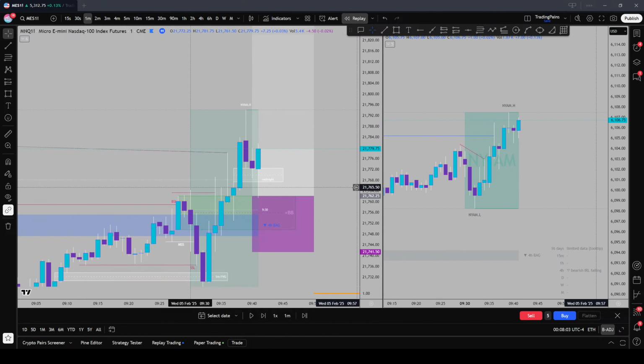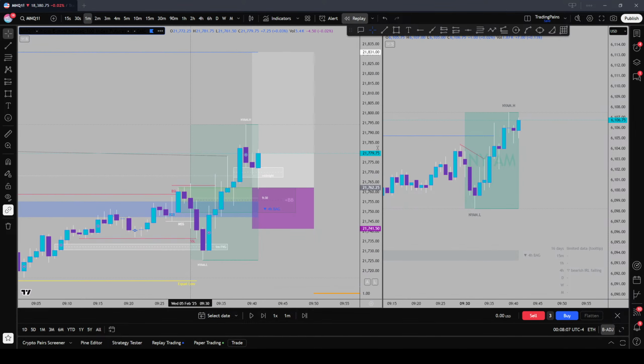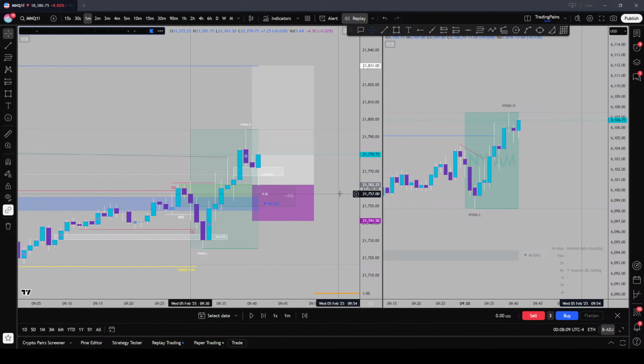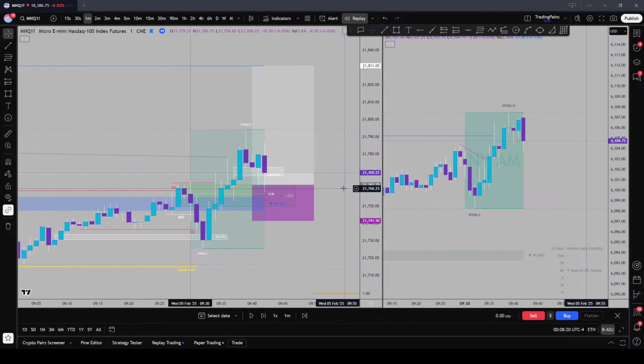But it's making all his dojis. I mean, it looks like a promising candle. I think I'll go ahead and wait for the next candle. Okay. Next candle. Alright.